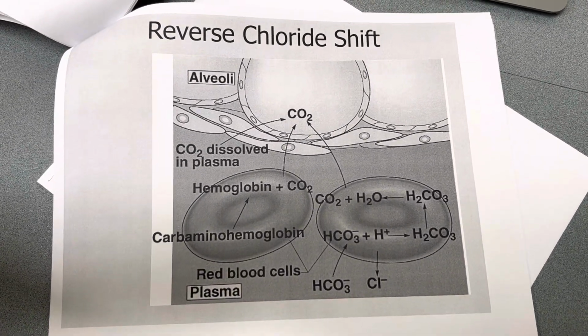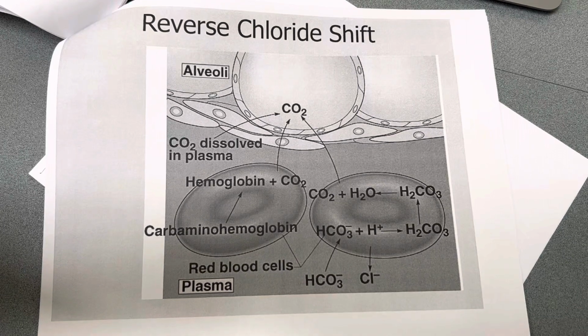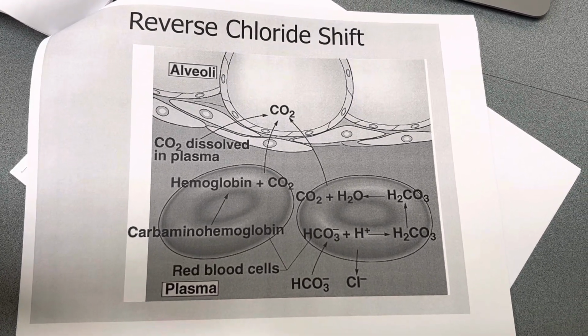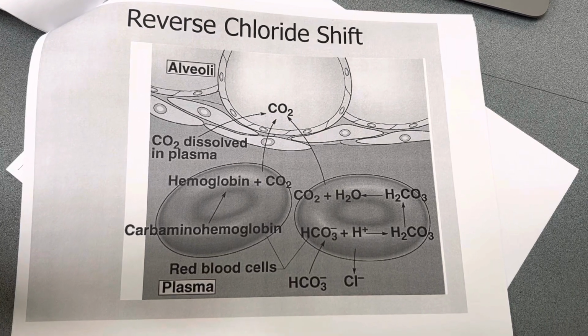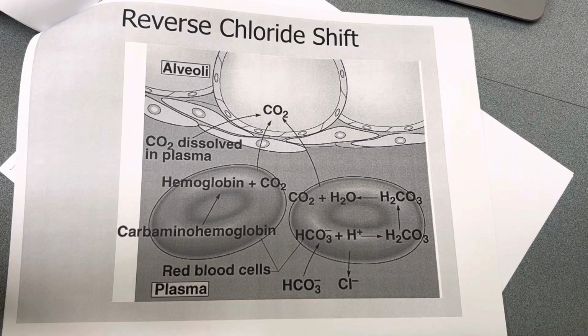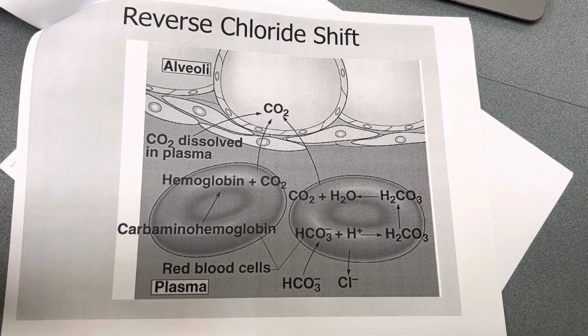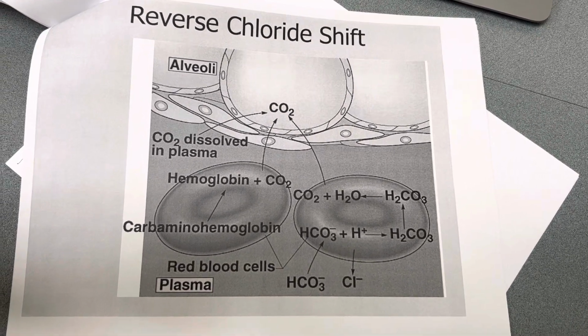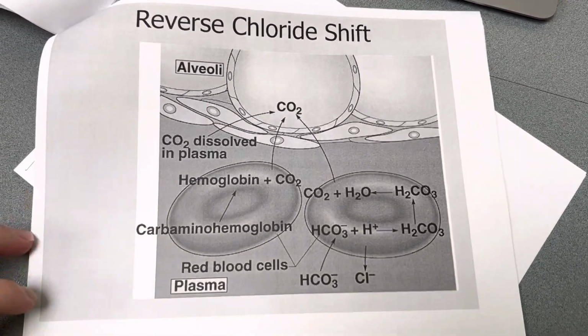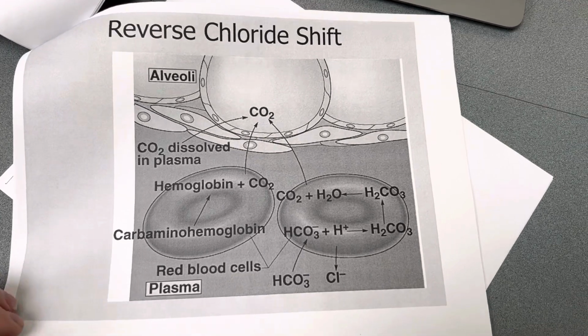Reversal of chloride shift at the alveoli. Red blood cells, HCO3 plus H. All right, that's it. I'm not going to read too much into it. It's kind of hard to read. Check it out.